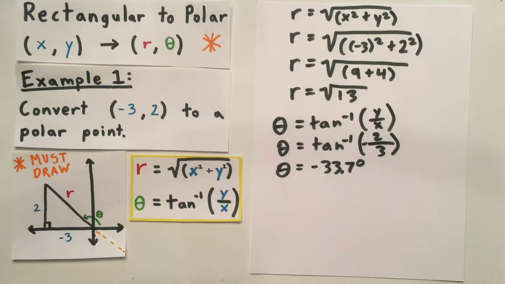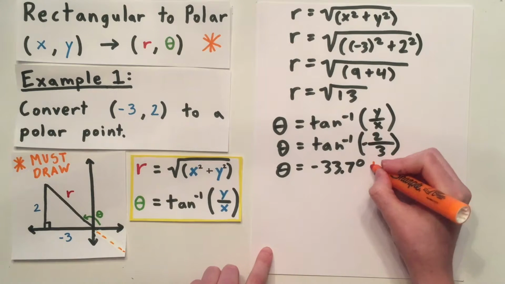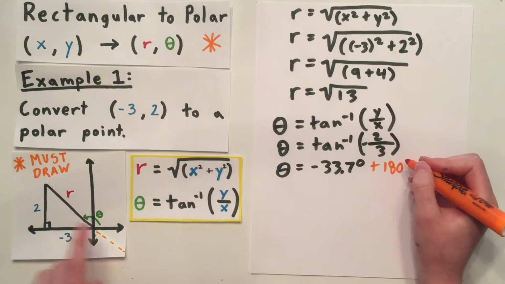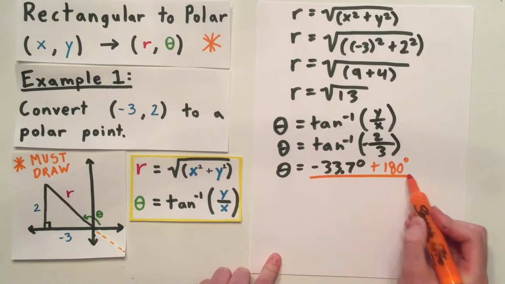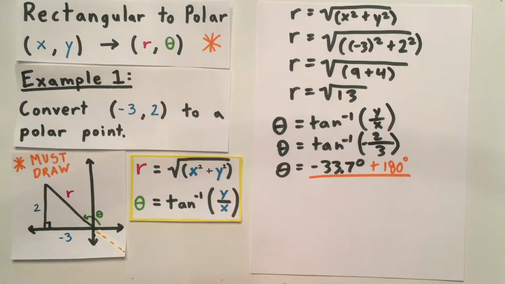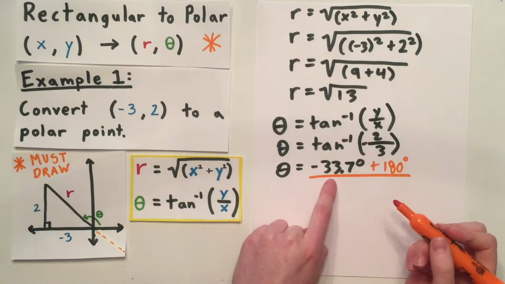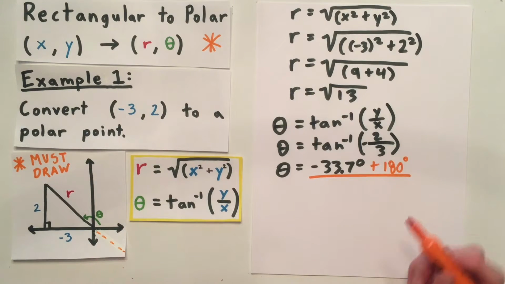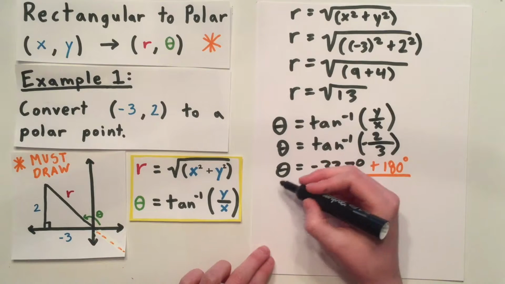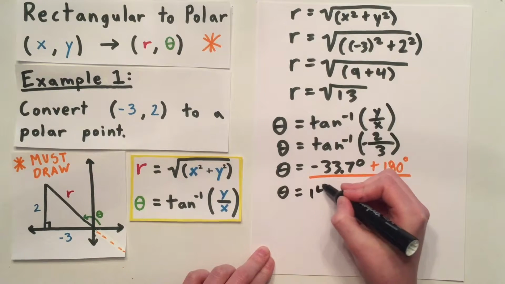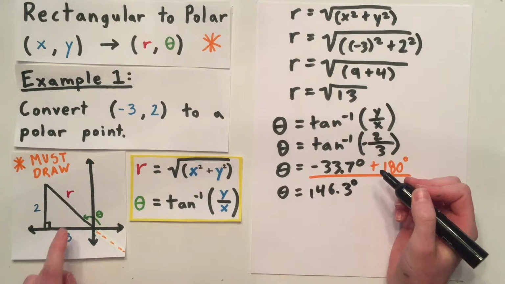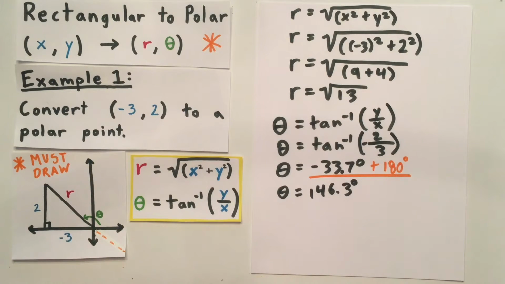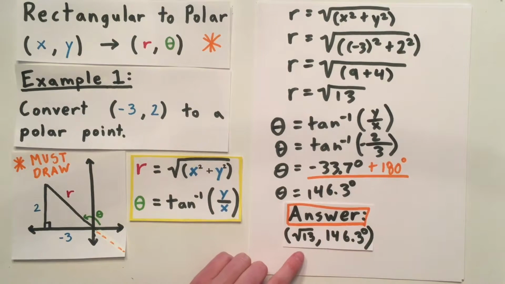So now you have to add 180 degrees to get this angle in the correct quadrant for this problem. This is a very important step. You don't want to forget that. And you know that this is the wrong angle because it doesn't look right on your drawing. If you add that 180 degrees, you get theta equaling 146.3 degrees, which is the correct angle for this example. So your answer for this problem is (square root of 13, 146.3 degrees). That is how you solve example 1.